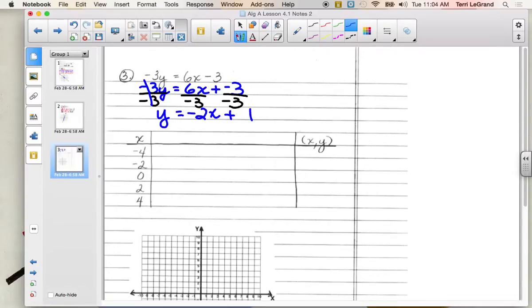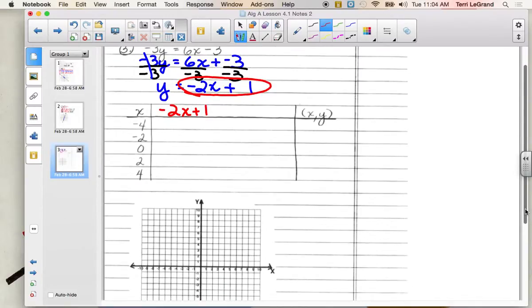Okay. So Dakota, what's our function rule? Y equals negative. No, what's our function rule? Negative 2x plus 1. Thank you. Only the part that y is set equal to is our actual function rule. So -2x plus 1 is what's going to come down to our table. And we'll substitute into that.